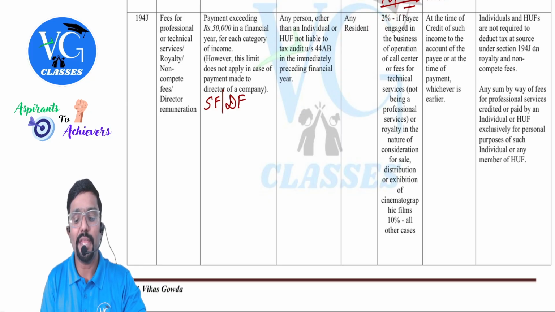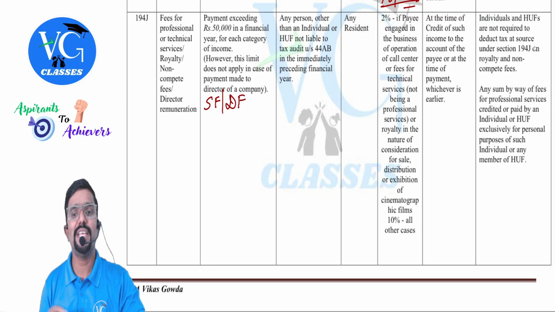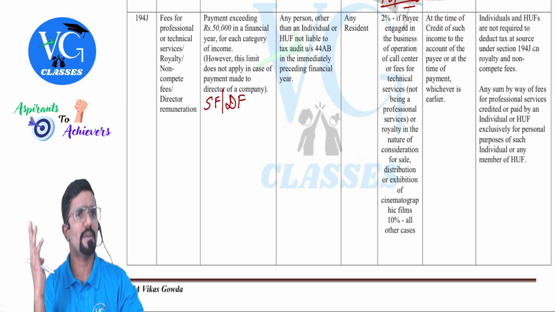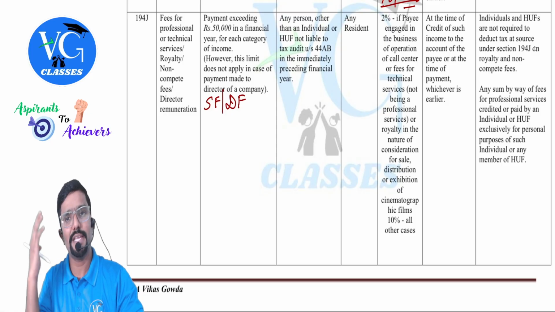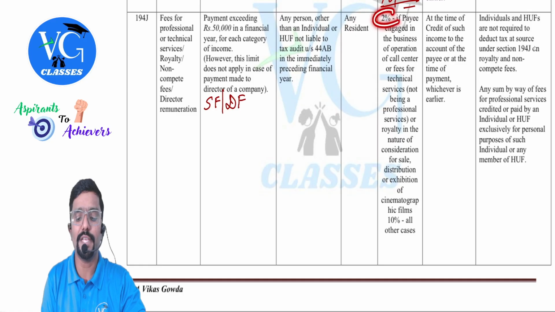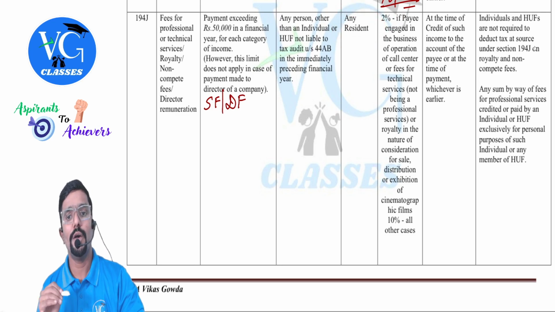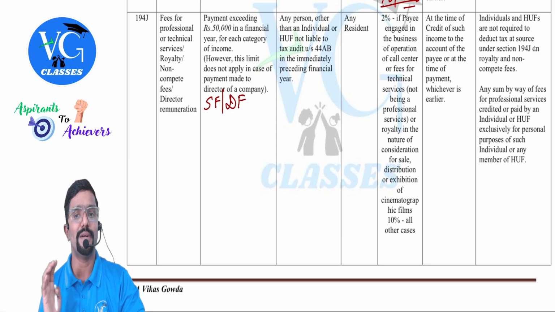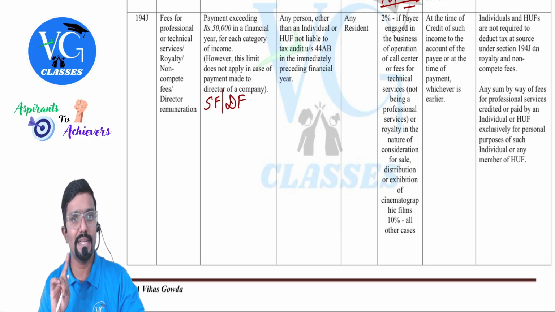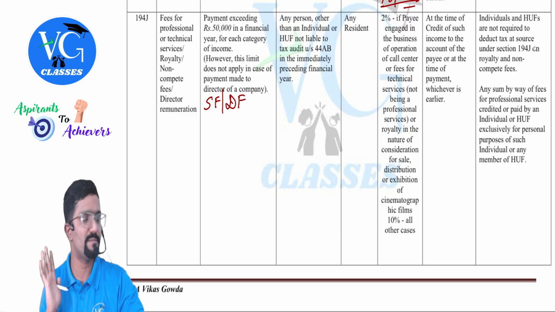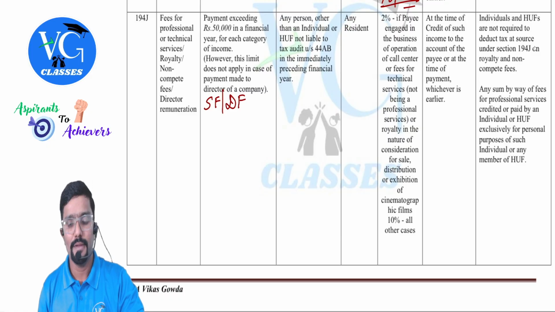2% if the payee is engaged in the business of operation of call centers, you know, call centers and all, customer support. So if they are engaged in the business of that, what is the rate of TDS? 2%. Payee means who, guys? This person who is earning the income. Or if it is a fee for technical services, but not professional services. Here technical is separate, professional is separate for TDS purposes.